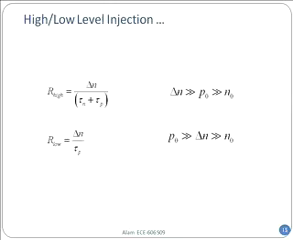Now, let me ask you this. Which one is higher? In one case, I have a delta n in the numerator, and in another case, I have a little bit bigger numerator and denominator compared to the other one. But you see, the high case has a bigger denominator. Does it mean at a higher level of injection, you have lower recombination? That makes no sense. So what's wrong?